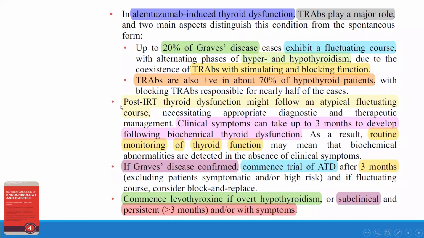Both immune reconstitution and therapy, thyroid dysfunction might follow a typical fluctuation course. In this situation, we show the clinical symptom can take up to 3 months to develop following biochemical thyroid dysfunction. And as a result, routine monitoring of thyroid dysfunction is mandatory.